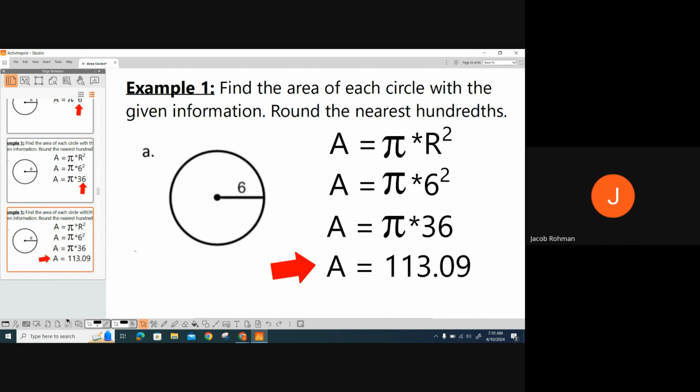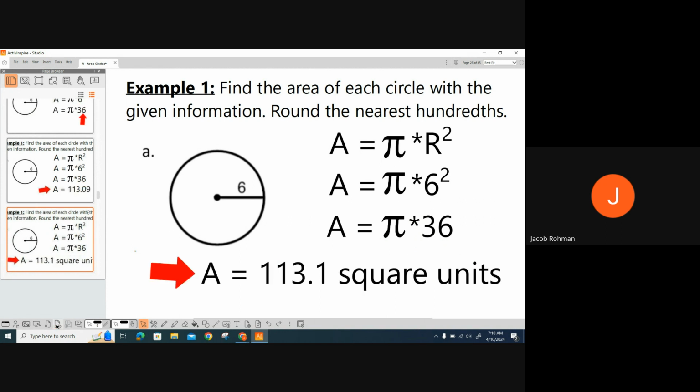And the next decimal place tells us what to do with that 9. And so in this case, we're going to round it up, and we're going to say that this is 113.1 square units.